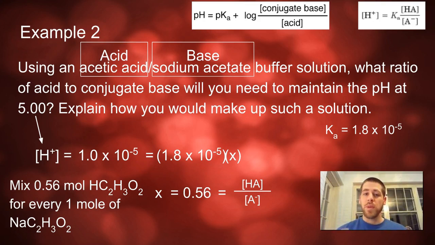Now obviously the buffer could handle more acid or base. It would have a larger capacity if we pack the solution with lots of ions that can accept the base or the acid. But if you have this ratio of 0.56 to 1, then your acetic acid sodium acetate buffer would hover around a pH of 5. And that's related to the Ka, right? If you have a different acid, then you have a different Ka and you would have a different ratio if you wanted to maintain a pH of 5.